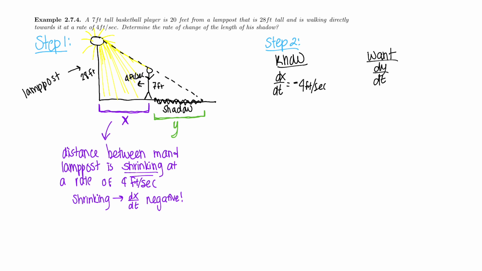7-foot player, 28-foot lamppost, 20 feet from the lamppost. All right, so at the moment we're interested in, he is 20 feet away from the lamppost. So we want dy/dt when x is 20.